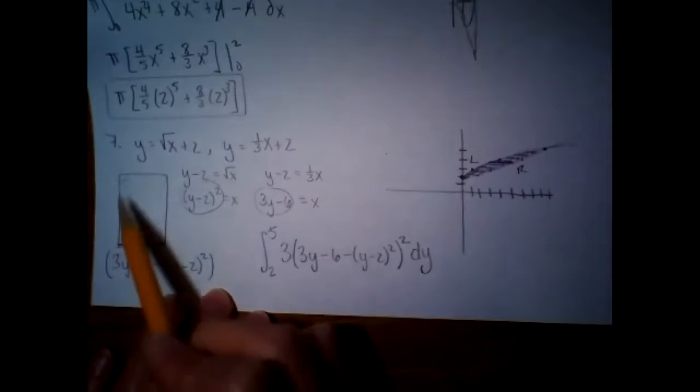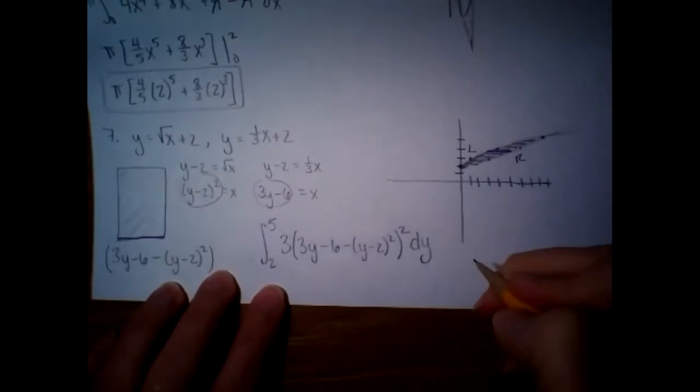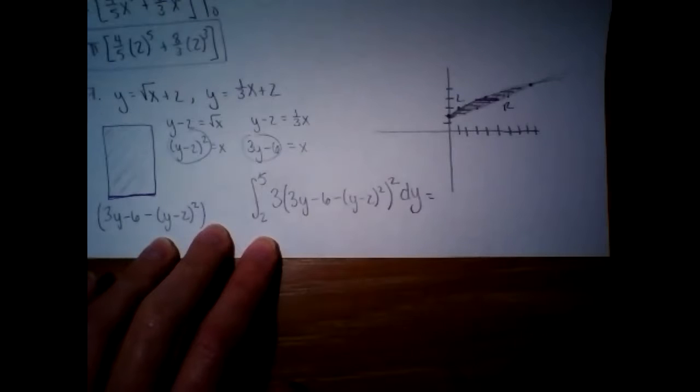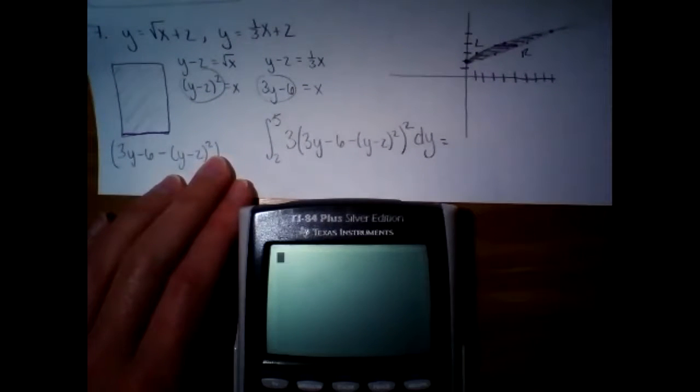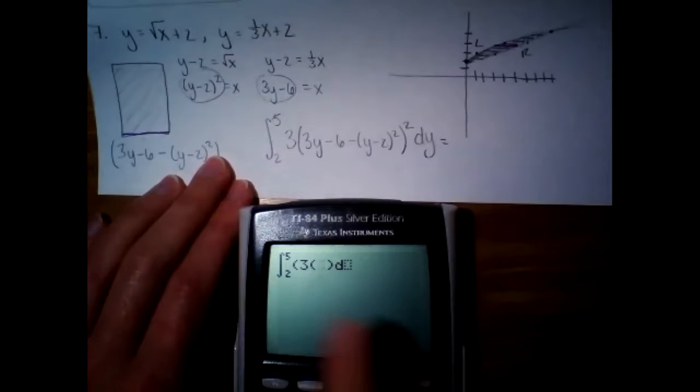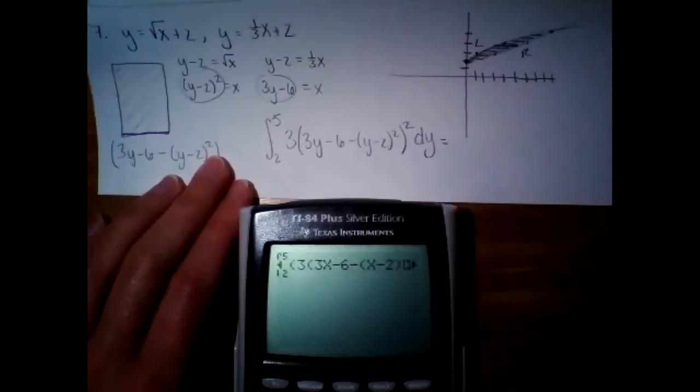So again, it's base times height. And this one you are allowed to just type in the calculator. Now I know it says Y, but we're going to type X. You have an X button, so that's just easier. So integral 2 to 5, 3 parentheses, and you could put the 3 out front of the integral if you wanted to do that instead. That will work the same way. All right, so 3x minus 6 minus x minus 2 squared, close parenthesis, squared dx.